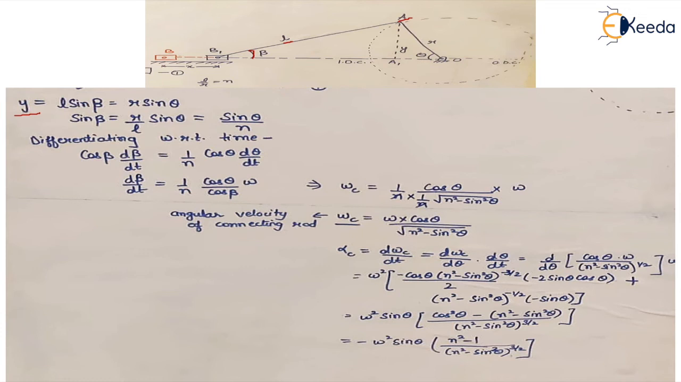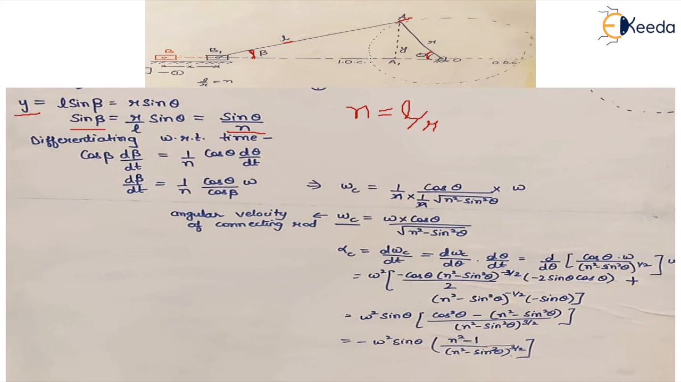So in this triangle, y is L sine beta, and in this triangle y is r sine theta. So sine beta is r upon L sine theta, and we already know that n is a factor which is the ratio of length of connecting rod to the length of crank, L upon r. So the equation we get is sine beta is equal to sine theta upon n. Now when we differentiate this equation with respect to time, we get cos beta d beta upon dt is equal to 1 upon n cos theta d theta upon dt. Right? We take this factor of cos beta to the other side.